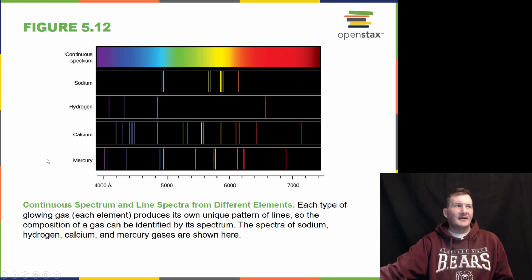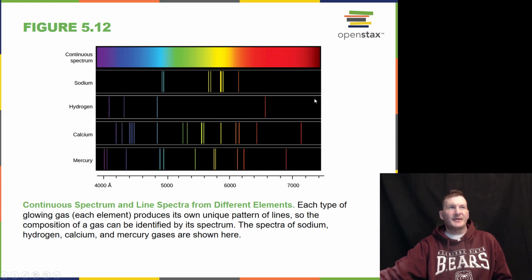On the other hand, in rare cases, we can get emission spectra. So a continuous spectrum is the whole rainbow. Absorption spectra are just dark lines in the rainbow, and 90% of all stars are absorption spectra stars. But a few rare kinds, like white dwarfs that are very hot and dead, will show us emission spectra. And they show us their own lines.